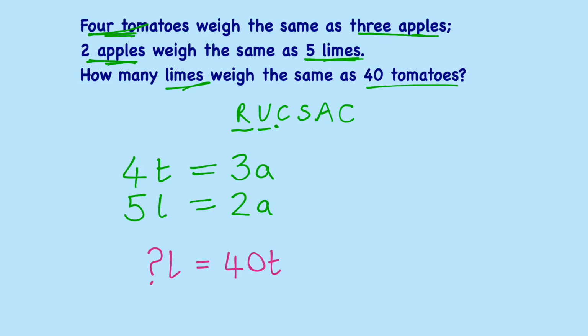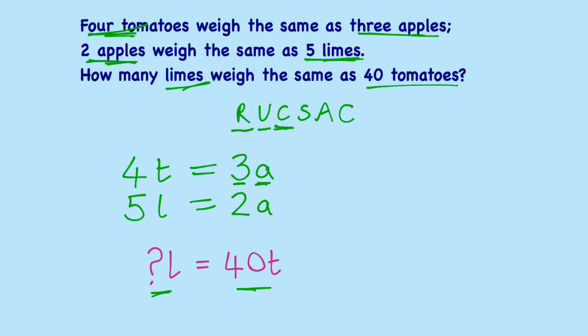Now we need to choose which calculation we're going to do next. I can see here that I'm going to need to use a bit of algebra. I'm going to need to compare the different terms I've been given and see how I can use that information to help me find out how many limes are worth 40 tomatoes.